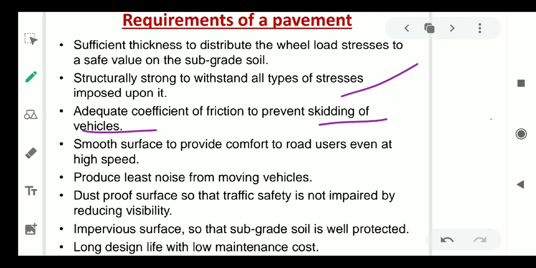Another one is smooth surface to provide comfort to road users even at high speed. Suppose a vehicle is moving at the design speed, and the design speed of a national highway is suppose 80 km/h. If a car moves at the design speed, the passengers traveling in the vehicle may feel comfort.